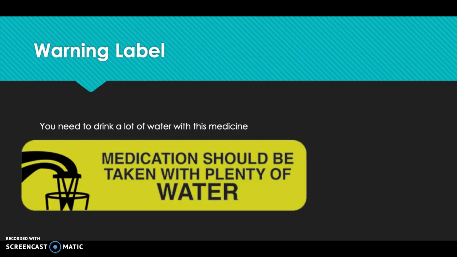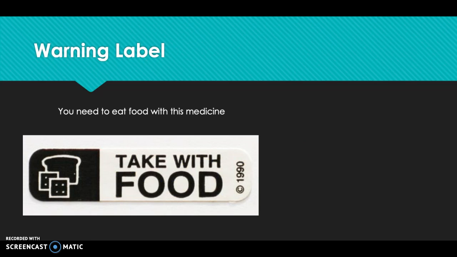Medication should be taken with plenty of water. This means that you need to drink a lot of water when you take this medicine. Take with food. You must take this medicine with a meal.